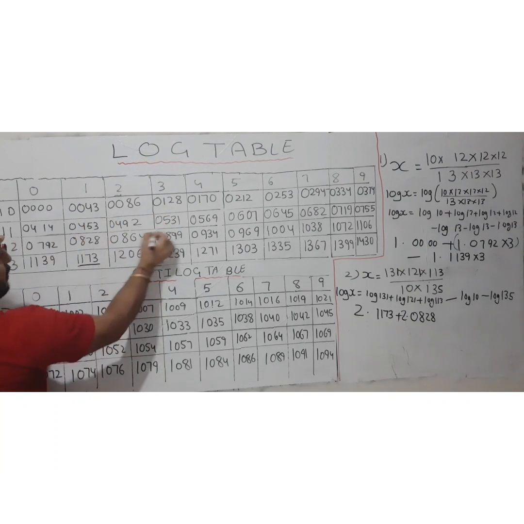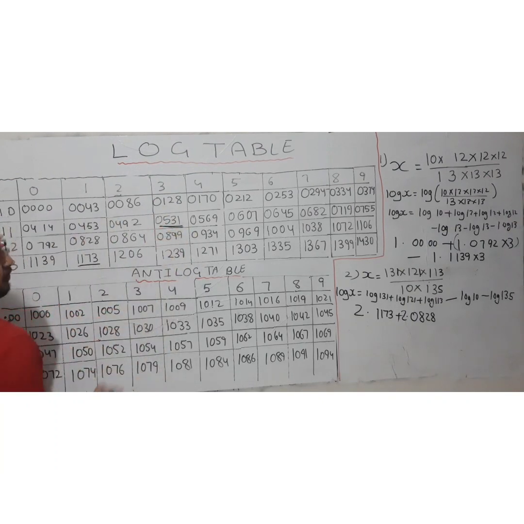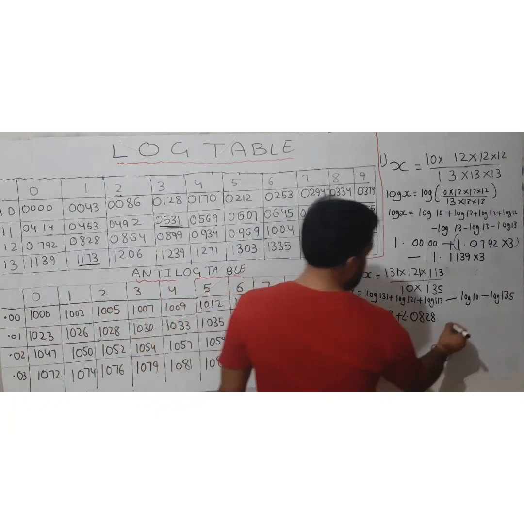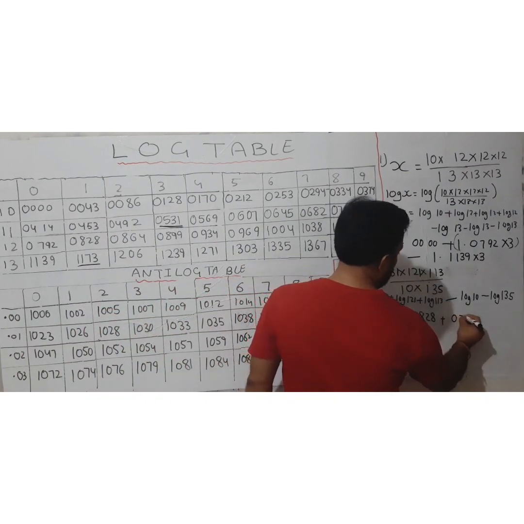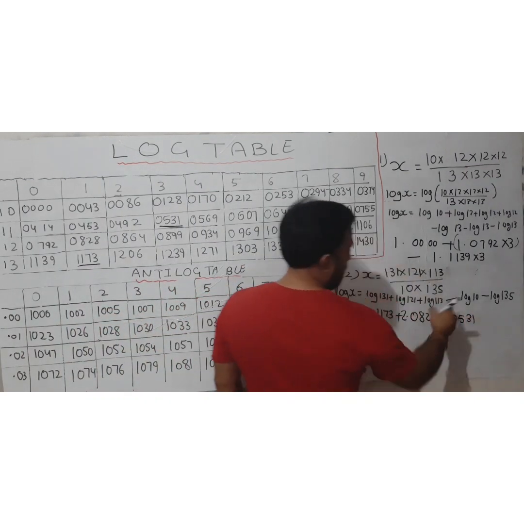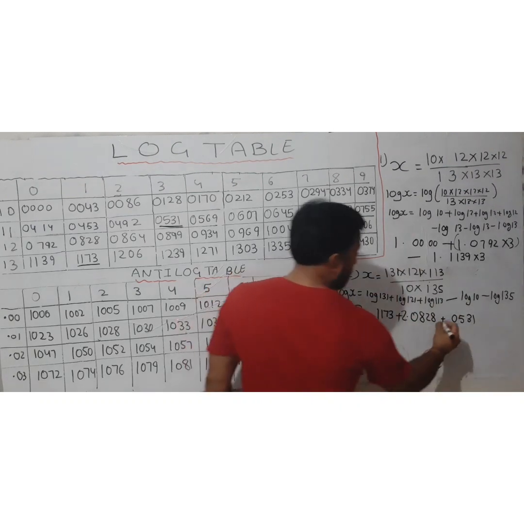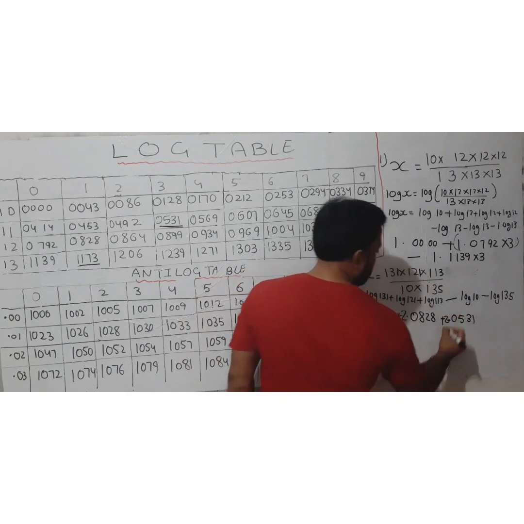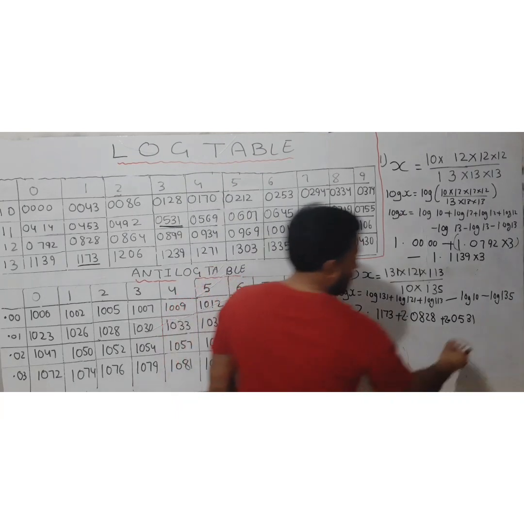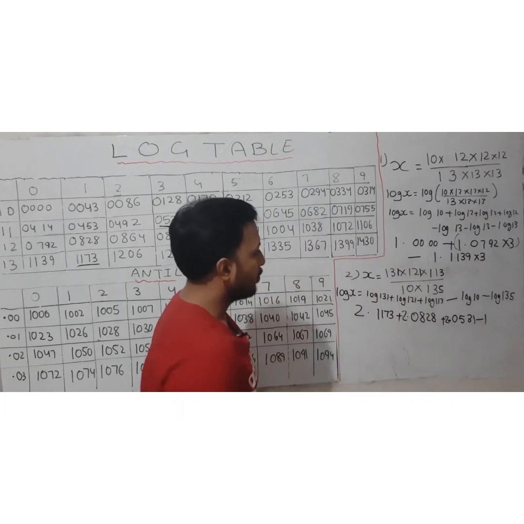Then log 113. Log 113 means log 11, 2 digits, and in 3. So it will be 0531. So we will be writing plus 0531, and 3 digits are there. 3 minus 1 becomes 2, that is 2.0531. Then log 10 is always going to be 1, no problem with that.